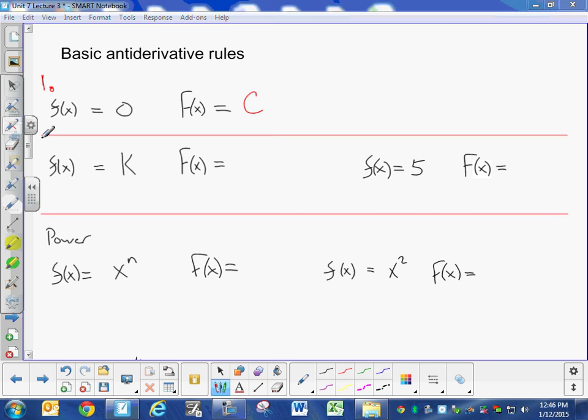Your second antiderivative rule. If we have a function that's equal to a constant, say if a function is equal to 5, its antiderivative, what is the antiderivative of 5? What function has a derivative that's equal to 5? 5x. Good. So this is 5x plus c. If it was a constant k, we would say this is kx plus c.